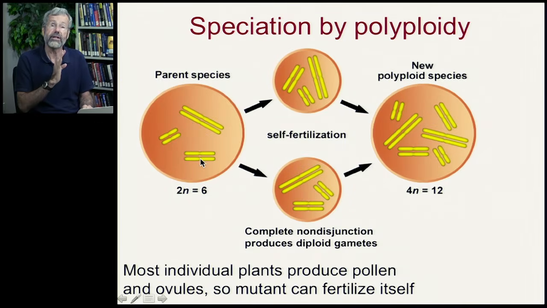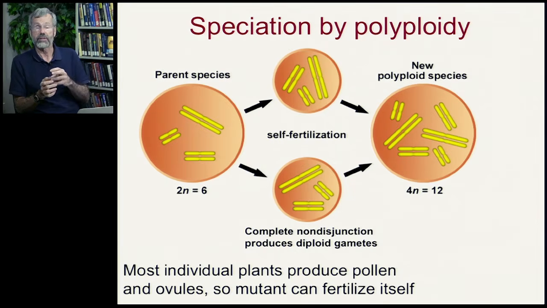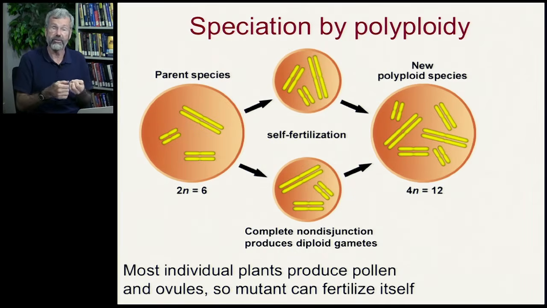And so instead of producing haploid gametes, these plants produce diploid gametes. So you have a diploid parent producing diploid gametes. Now, if the diploid gamete were to be fertilized by a haploid sperm, or if a diploid sperm were to fertilize a haploid egg, the resultant zygote would be triploid.